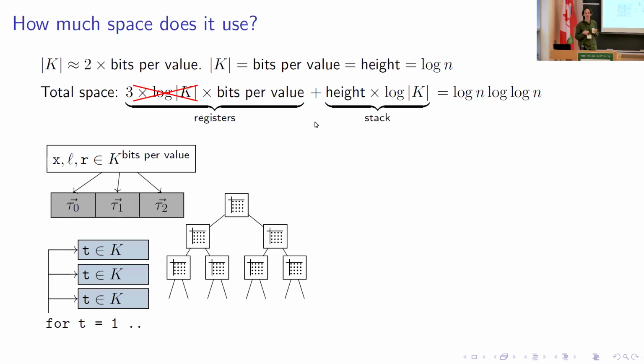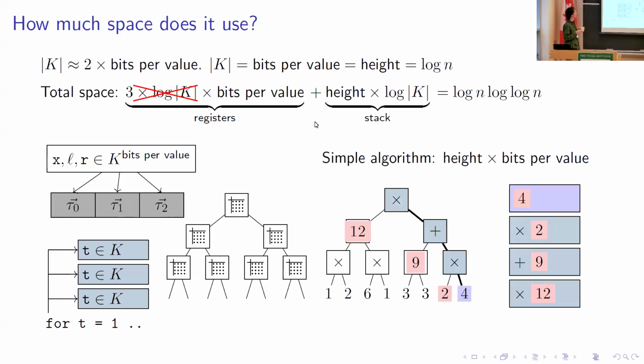So this works out to be log n times log n. Okay, so that's the algorithm. Now I just want to make a couple final little comments about it. First, I want to compare, just a reminder, the simple algorithm uses height times bits per value because every stack frame is just storing 1 value on it. So that's going to be log n squared.